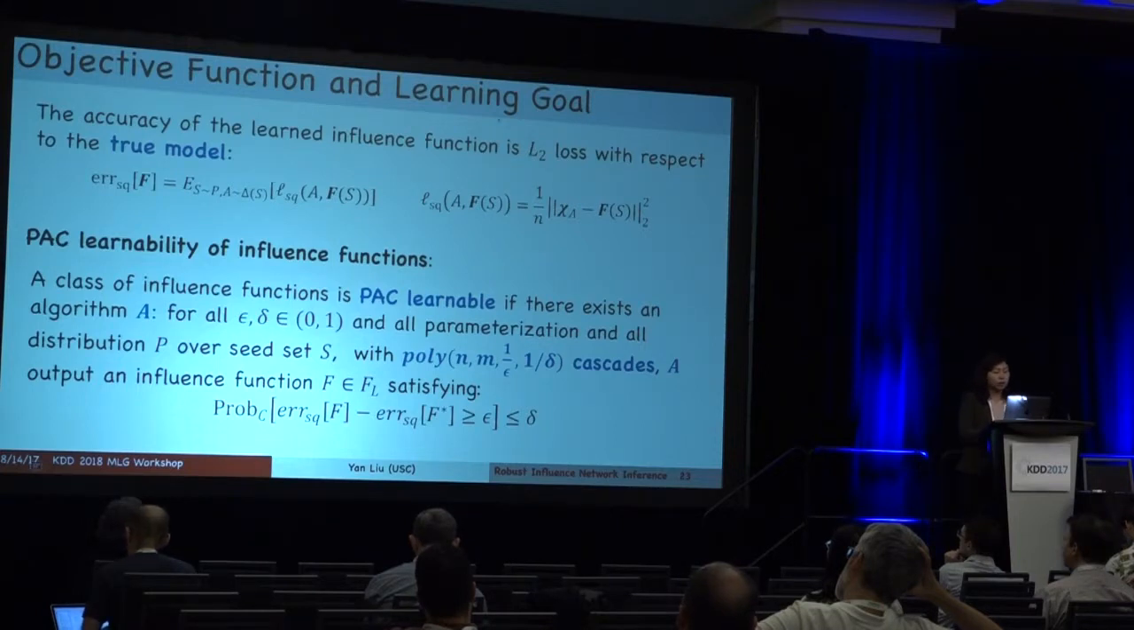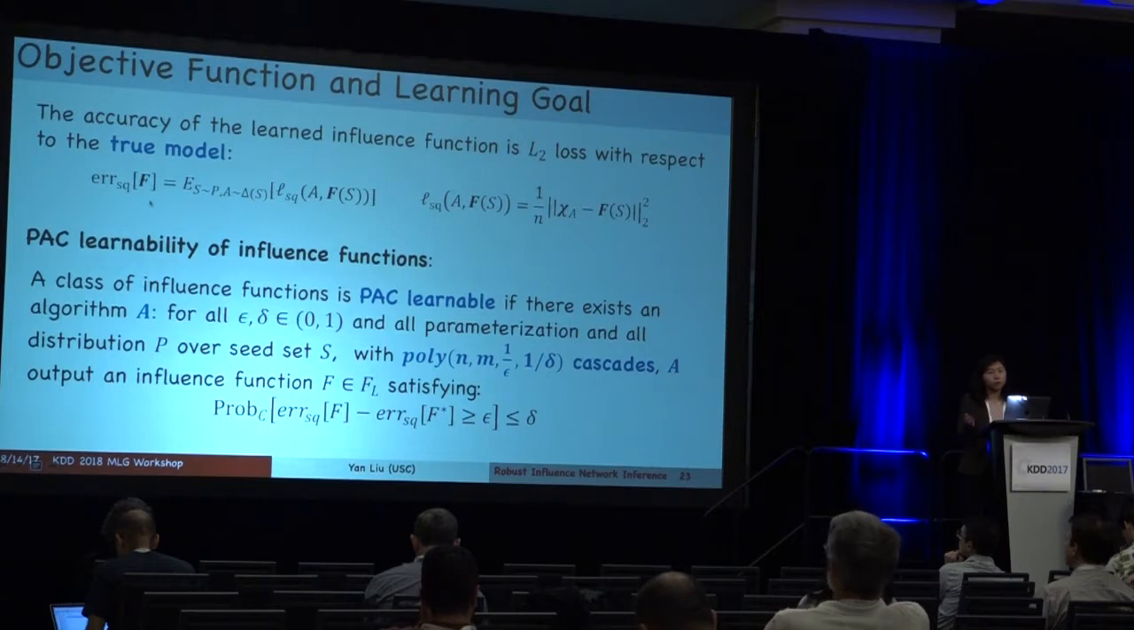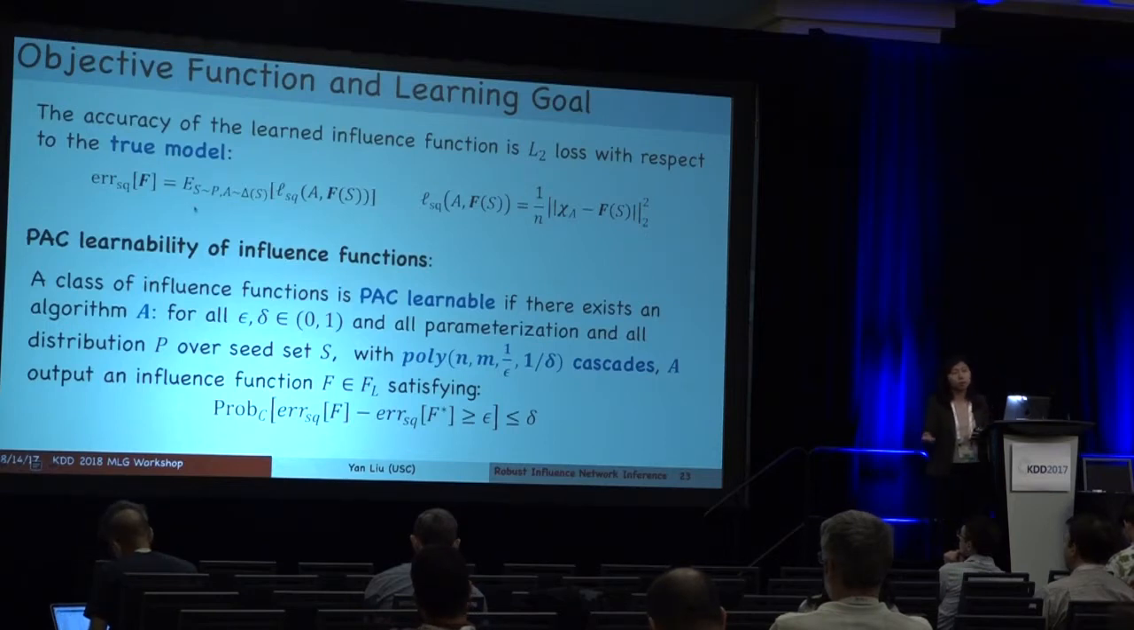After we get this, then we're going to get the expectation. Here, the expectation of the error of the influence function that we learned will be the expectation of this L2 loss. And the expectation is over the seed sets. This will be generated based on some probabilities, or sampled based on some probabilities given the whole sets.